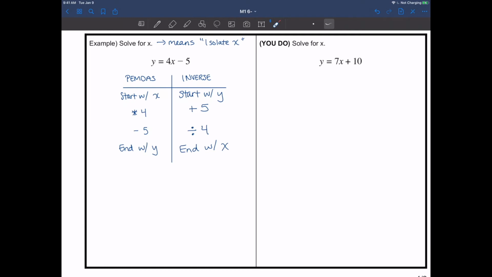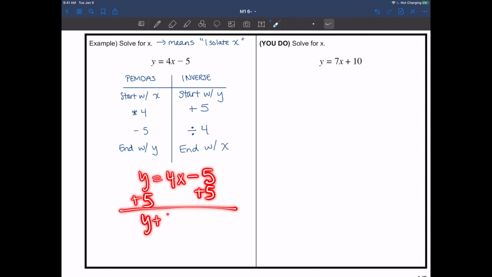Now I'm going to write something I do not want you to write. Do not write. I'm going to show you what this means. If I had the original equation, my first step would be to add 5 to both sides. Okay, so I'm left with y plus 5 equals 4x. Then it tells me to divide both sides by 4, and then I get x by itself. So x equals y plus 5 divided by 4.